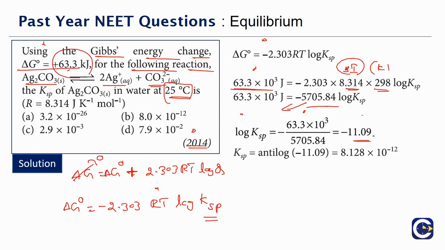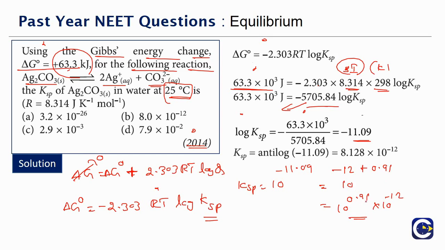So log KSP is minus 11.09, which means KSP will be the anti-log of minus 11.09. What is anti-log basically? It means 10 to the power. So KSP is 10 to the power of minus 11.09. We can also express it as 10 power minus 12 plus 0.91, which is 10 power 0.91 into 10 power minus 12. So if we see 10 power 1, that means 10.